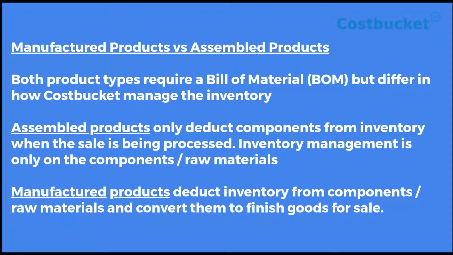Example, a burger has the bun, cheese, beef, pickles and onion assembled when the sale is processed and the cost of all the components calculated as the value of the product.